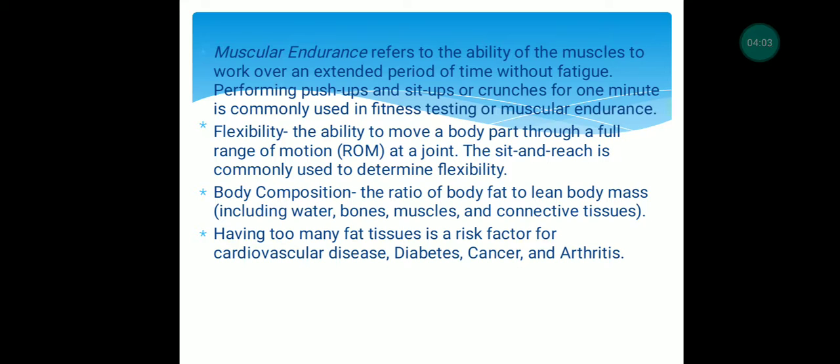Body composition. It is the ratio of body fat to lean body mass, including water, bones, muscles, and connective tissues. Every part of the body is composed of water. The blood that we have is already water, and then bones, muscles, and connective tissues. So our body is composed of these kinds of elements.